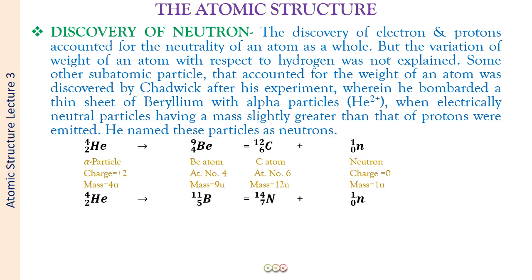Another experiment, similar one, where boron was bombarded with the alpha rays and formed was nitrogen and again a neutron. So this is how the neutron was discovered.